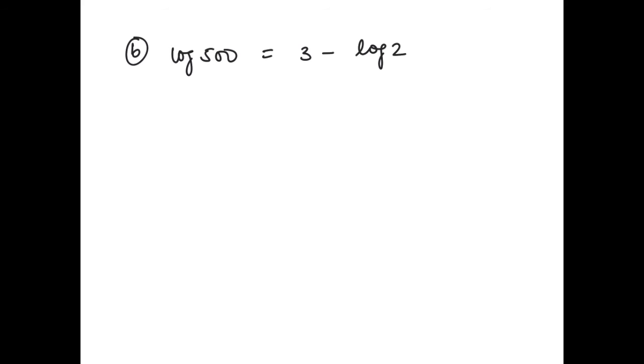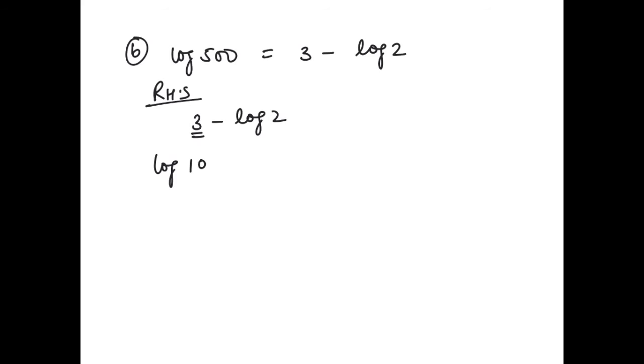Same again, show that log 500 equals 3 minus log 2. In this case, we have two sides. So let's try with the right hand side first. 3 minus log 2. Now we know that we need to change 3 to the same base. That means log 10.